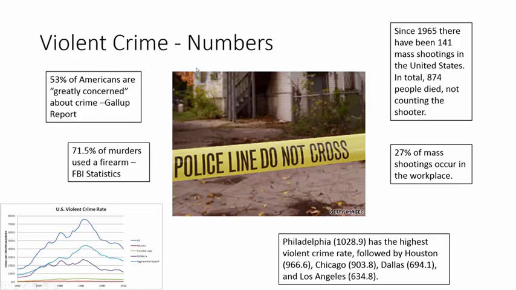I also pulled from some other sources that since 1965 there have been 141 mass shootings in the United States. In total, 874 people died, not counting the shooter. 27% of mass shootings occur in the workplace. And if you look at the crime rates, and I believe that they break this down per 100,000, if we were to rank order the top 5 cities with the most violent crime, Philadelphia ranks the highest. This is followed by Houston, Chicago, Dallas, and Los Angeles.